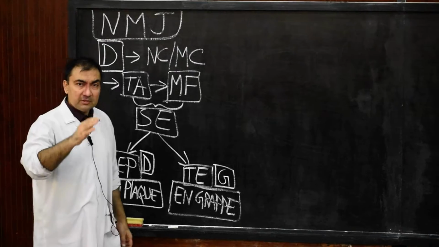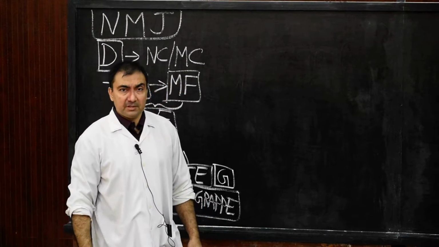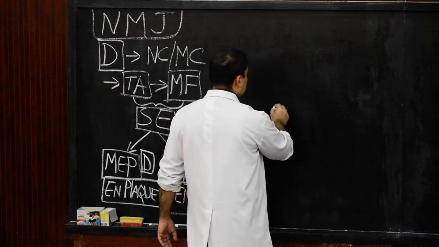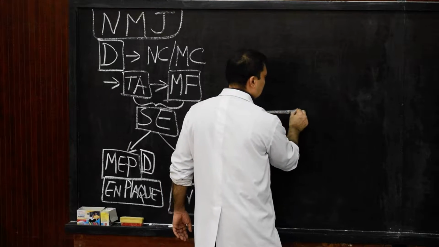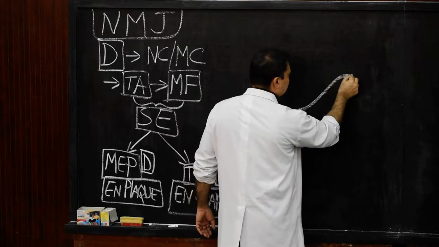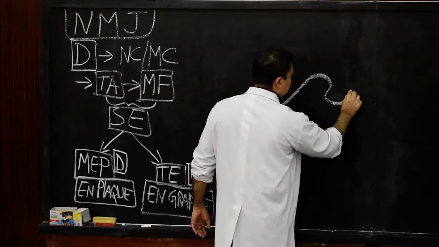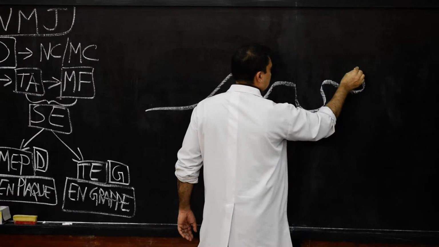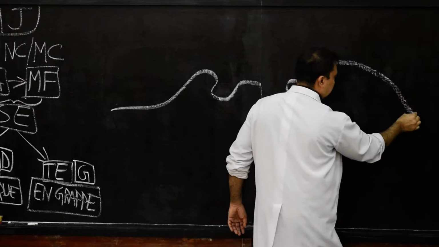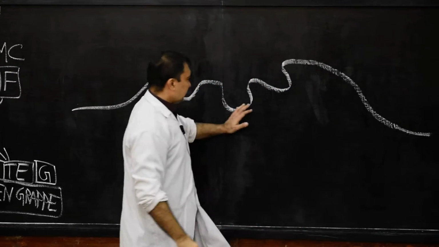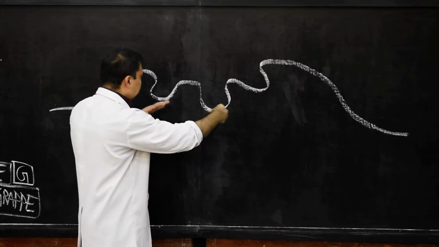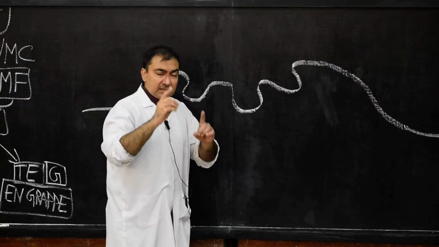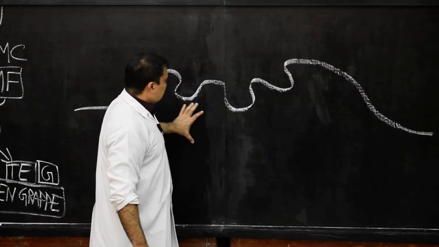Now we are going to draw the structure of a typical neuromuscular junction. In order to understand the structure, first we will draw an elevated portion and several depressed portions. So here, this is what we draw, an enormous size of the neuromuscular junction.